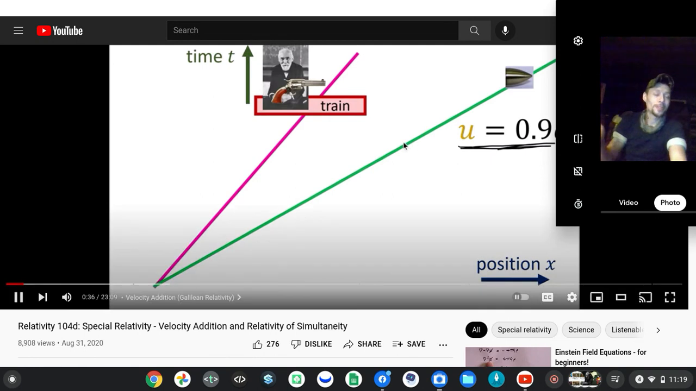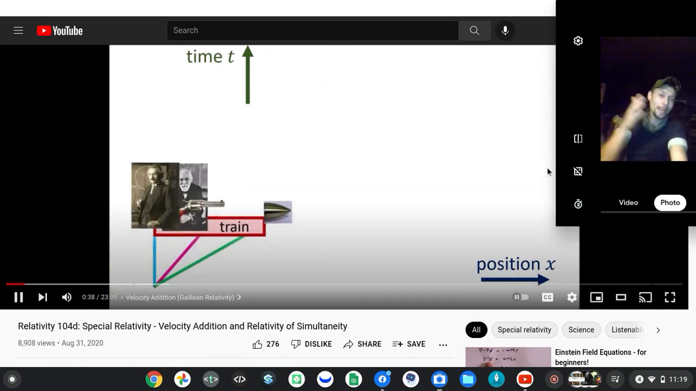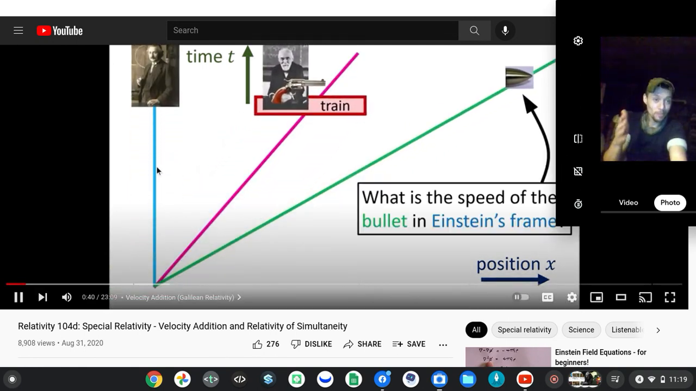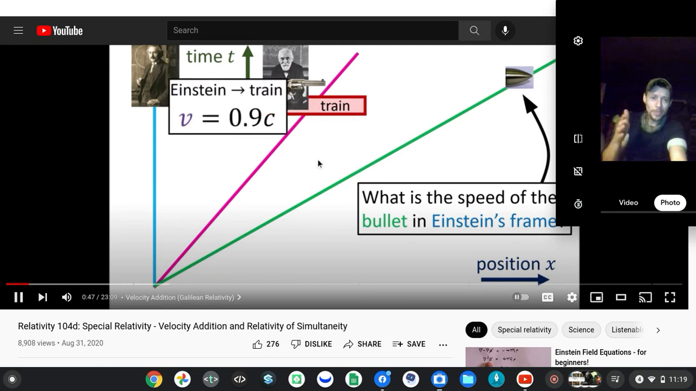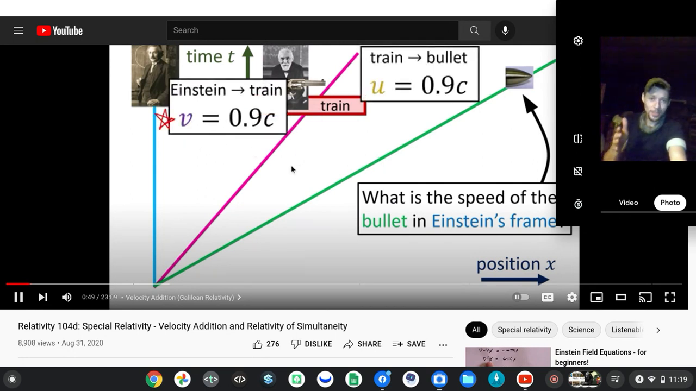So it's interesting to ask how fast the bullet is traveling in Einstein's frame. Figuring this out would involve changing reference frames twice. First from Einstein to the train, and then again from the train to the bullet.